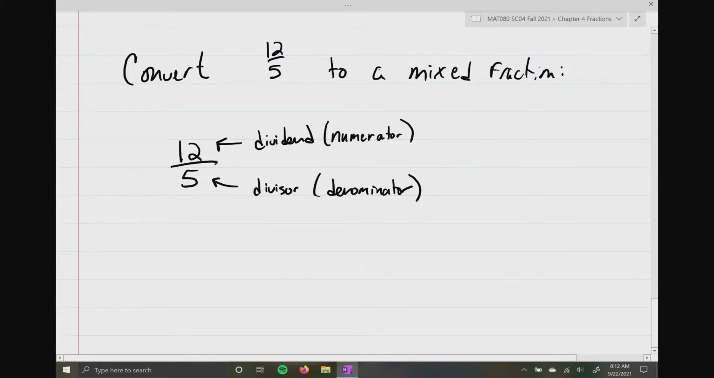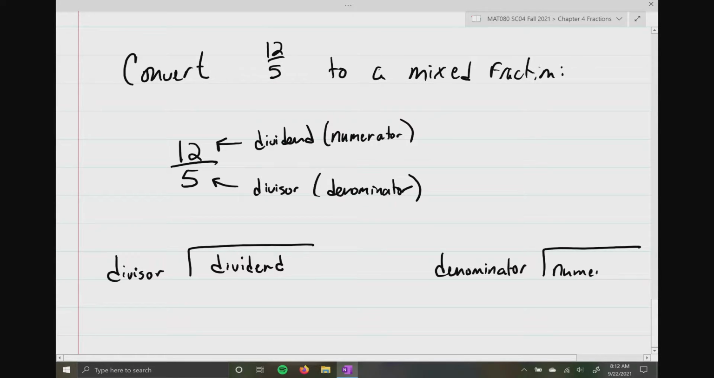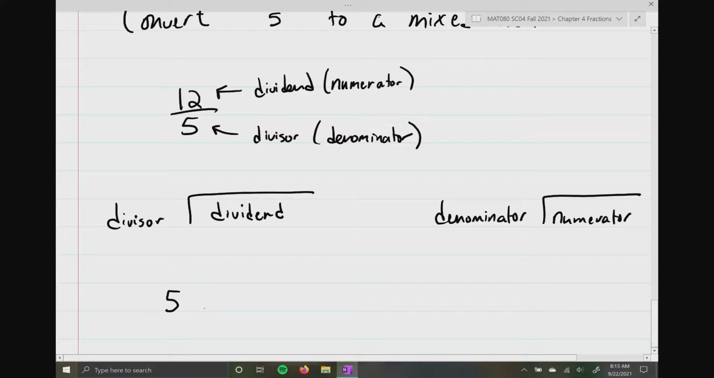And when you are doing long division, your divisor goes outside, and your dividend goes inside the house. So that's how we set this up. So in other words, our denominator goes outside, and our numerator goes inside. Now, for us, we're going to get 5 divides into 12. That's how we read that. 5 divides into 12.